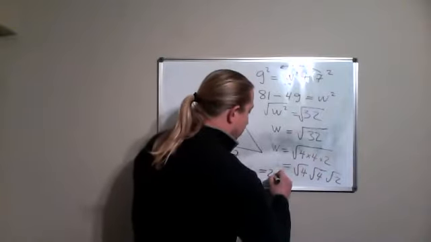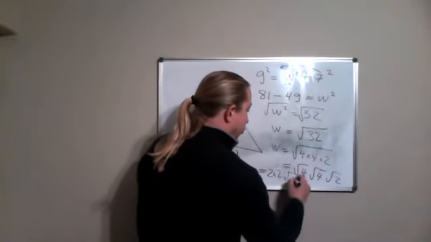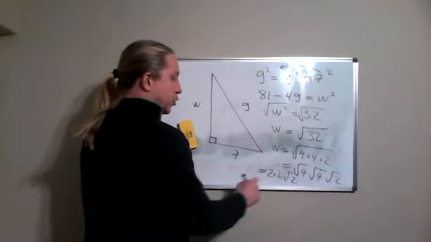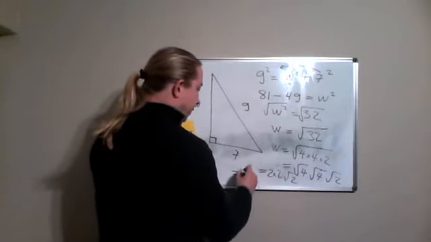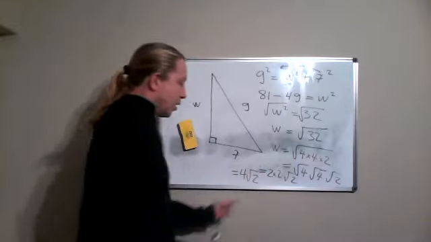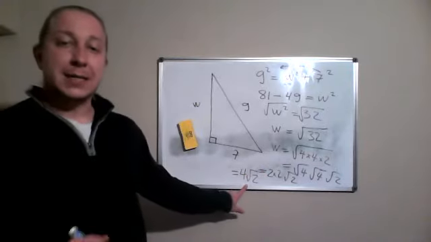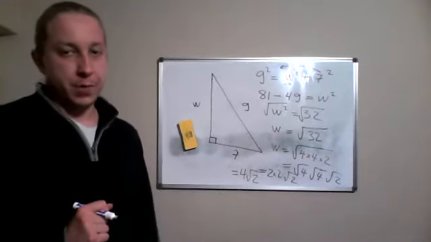So it's 2 times 2 times root 2. 2 times 2 is 4, root 2. So the answer is 4 root 2, and that is now a simplified surd form answer.